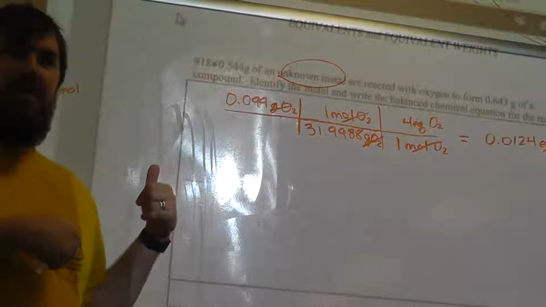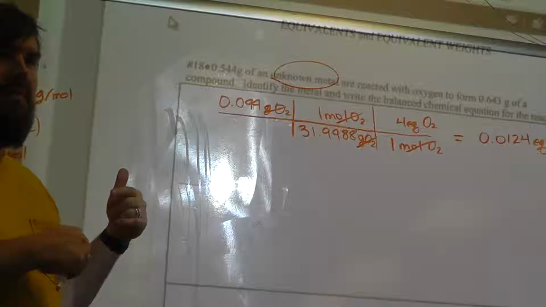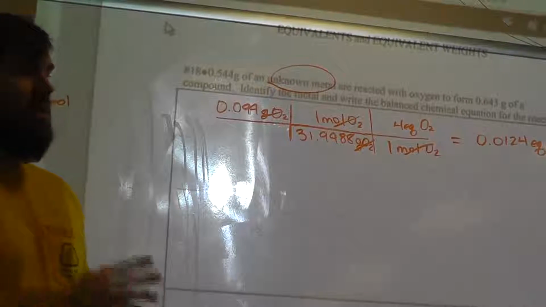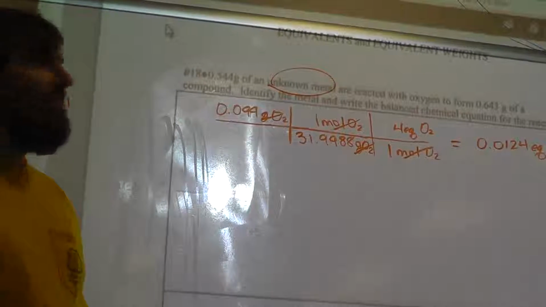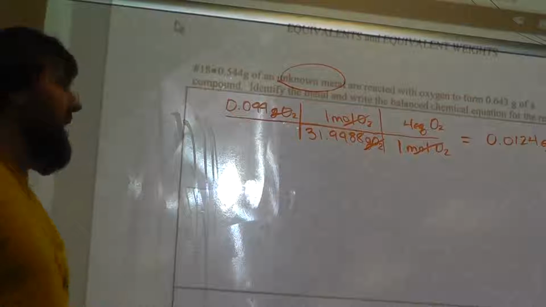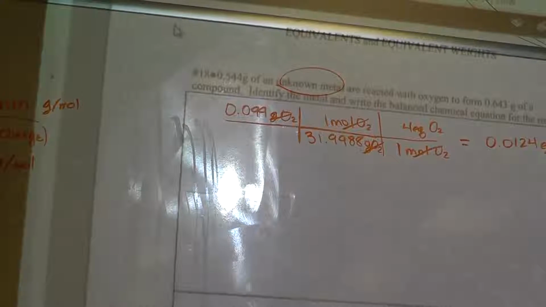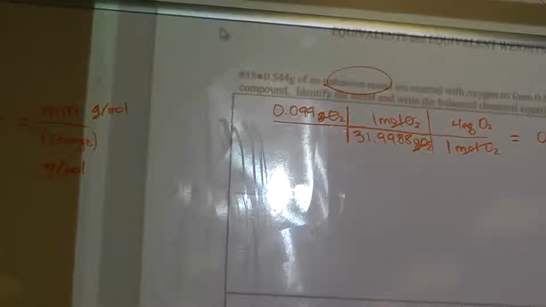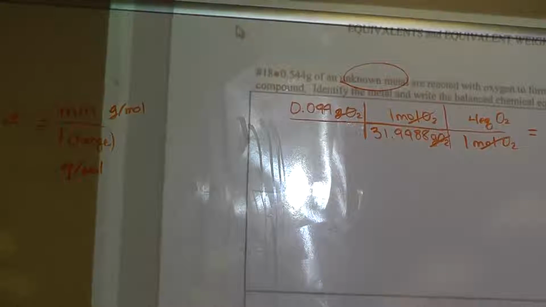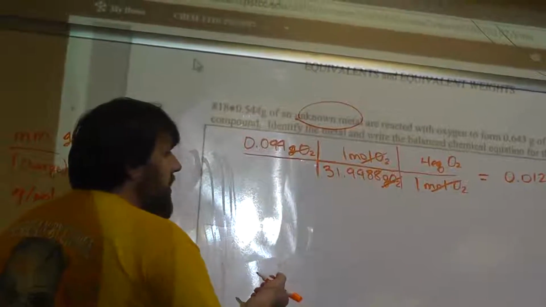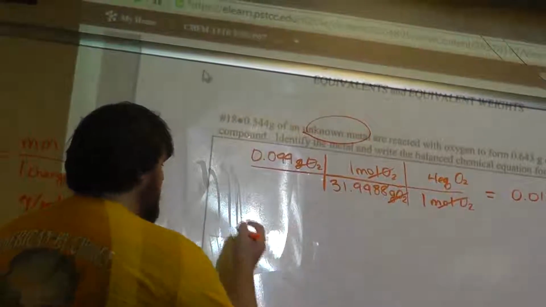It's with oxygen, so it's got to be either 2 or 4. Well, it could be a bunch of different ones. It could be 6. But we do have the mass of the metal that was used, right? So we have that information. Where is it going to go? The numerator. So you have the equivalents that reacted now.